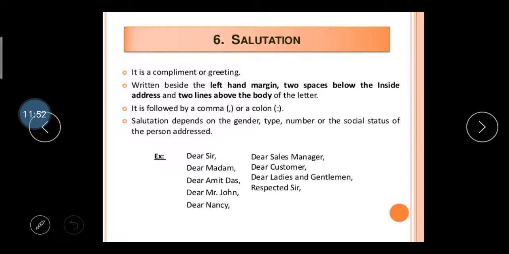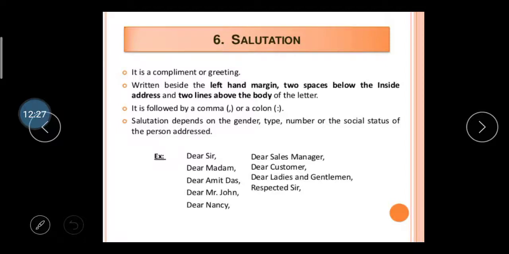Here is the example given of how to write the salutation. Dear sir, dear madam, dear Amit Das, dear Mr. John, dear Nancy, dear sales manager, dear customer, dear ladies and gentlemen, and respected sir. So according to the designation, you can write the salutation. Whenever you write your letter to higher authorities, or perhaps a highly reputed customer, at that time you have to write respected sir or madam.